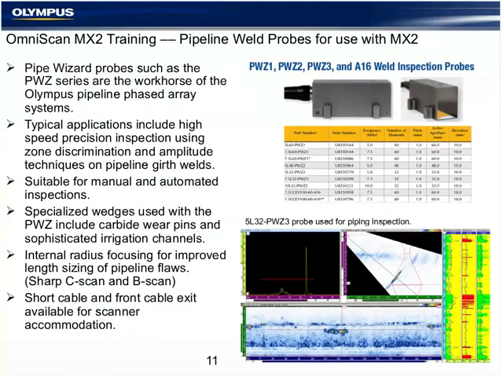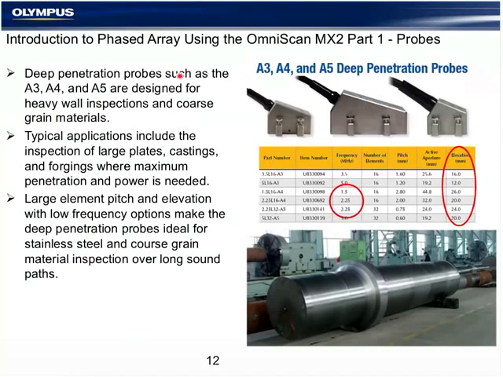A probe designed for pipeline girth weld inspection is a little bit more specialized. It would have a radial internal focus for improved length sizing, would be combined with TOFD or other conventional probes as well, and would have a very specific job described in the phaser in the catalog. Pipeline probes. Deep penetration probes are much larger pitch. They have a much larger elevation or wider aperture for penetration and lower frequency.